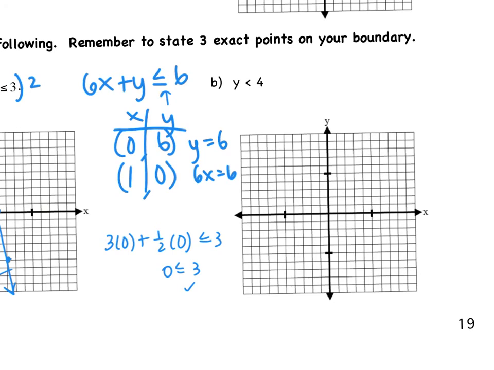Okay, so if we ignore that inequality and we think of having y equals 4, y equals 4 is going to be a line that goes through the y-axis at 4. So if I go to where y equals 4, that's right here. So I'm going to put a line through that. There's no equal sign, so it's going to be a dashed line.